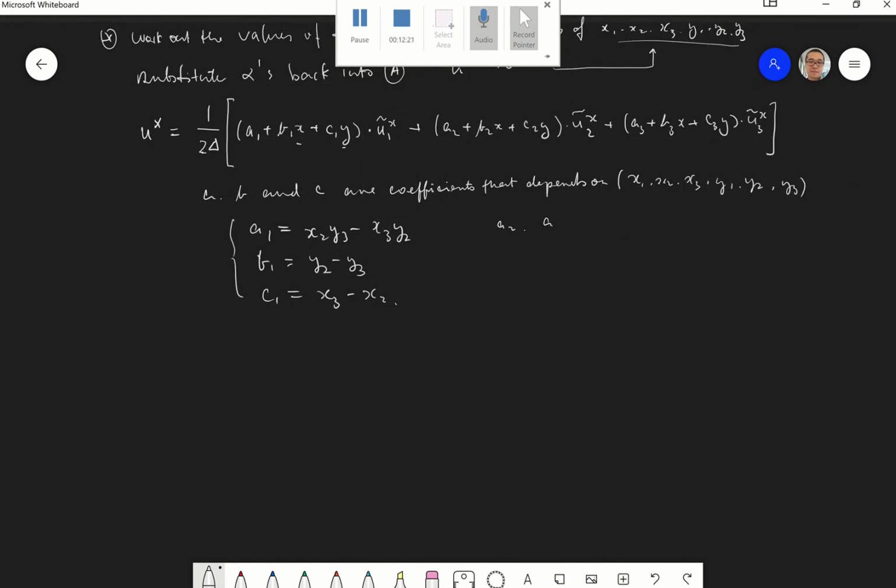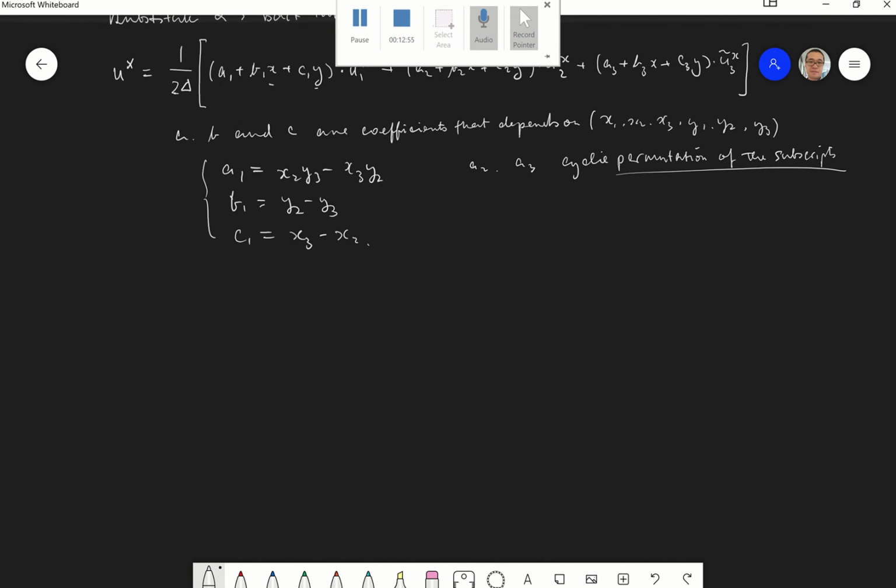A2 and A3, for example, can be worked out from the cyclic permutation of the subscript. Now you'll say, what's a cyclic permutation of the subscript? This is a shorthand notation for us to avoid writing a lot of similar equations repetitively.